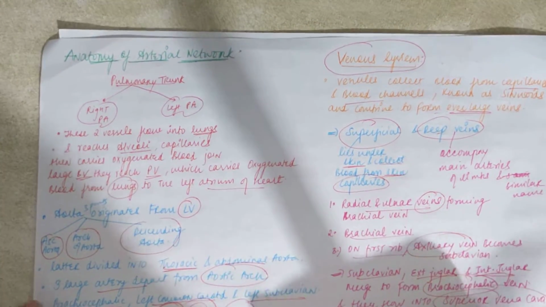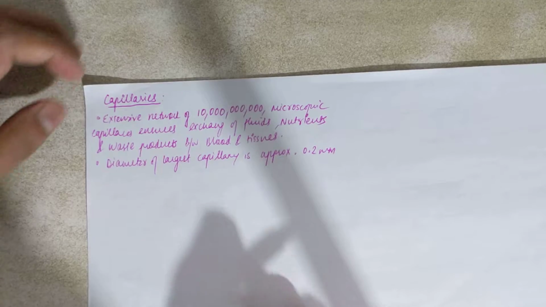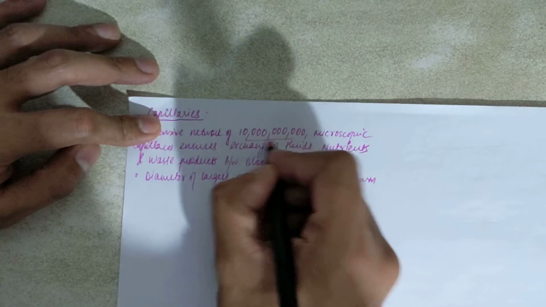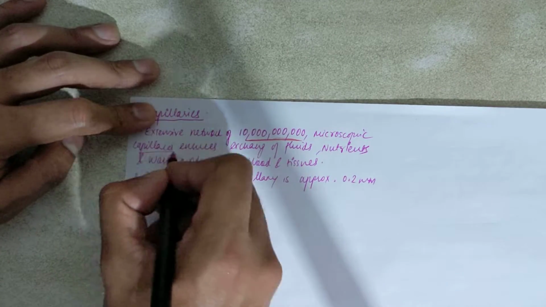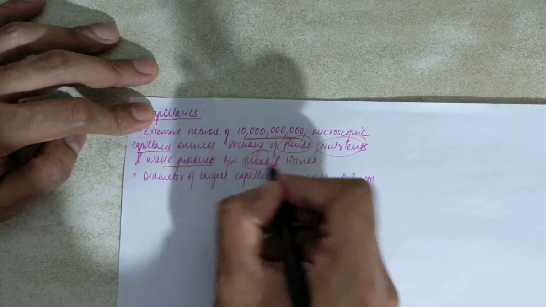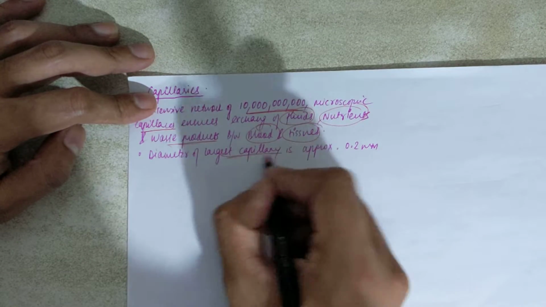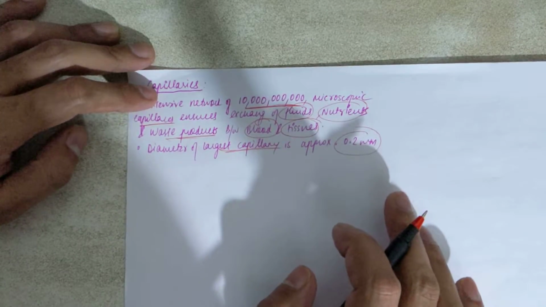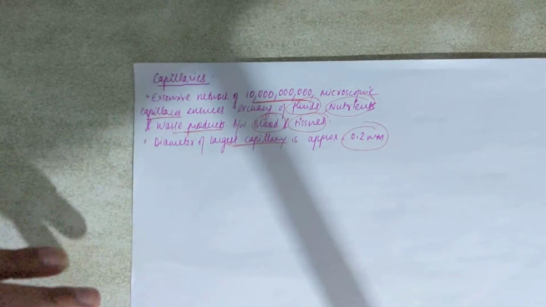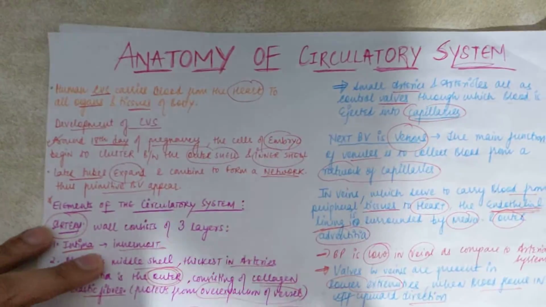Now what are capillaries? Capillaries, as I told you, are the connection between arteries and veins. They are present in very large amounts. Microscopic capillaries ensure exchange of fluids, nutrients and waste products between blood and tissues. So these are the functions. The largest capillary is approximately 0.2 mm. Okay, so this is the blood circulation, the anatomy of the circulatory system. Thank you.